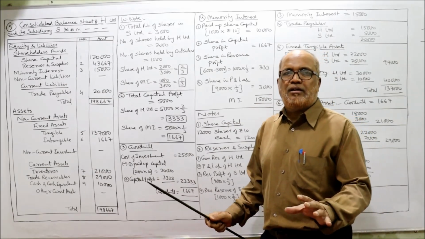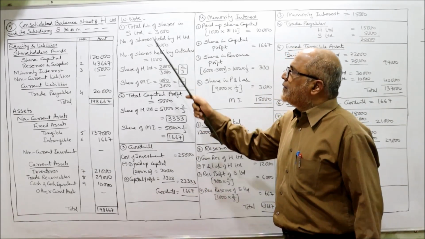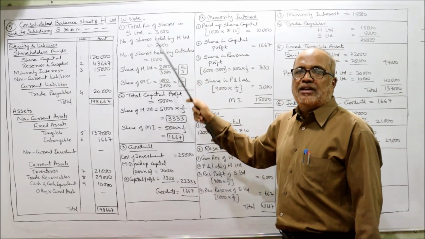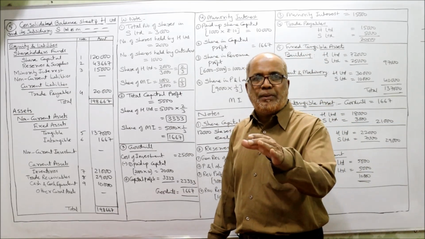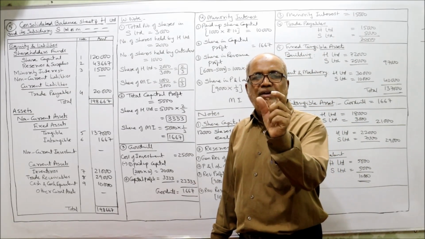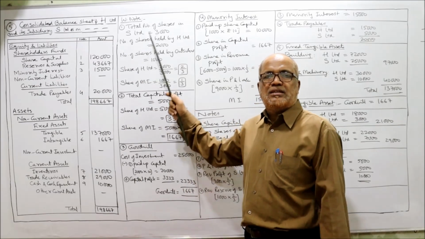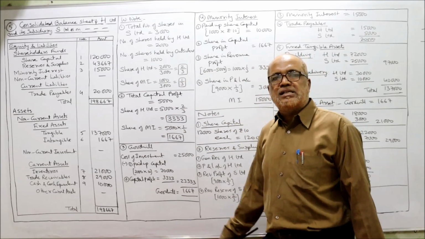Now in working notes, focus here now. Total number of shares in S Limited: 3,000. Just now I have read the question paper. In the problem it is given 30,000 divided by 10, so 3,000 shares are there in S Limited.